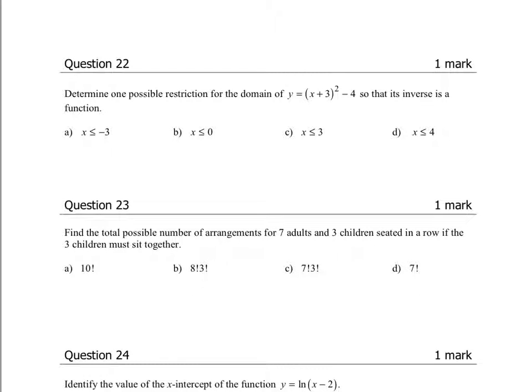Question 22. Determine one possible restriction for the domain of y equals (x + 3)² − 4 so that the inverse is a function. So the first thing we want to think about is, what does this function actually look like? Of course, you remember from grade 11 pre-calculus that this is a parabola.